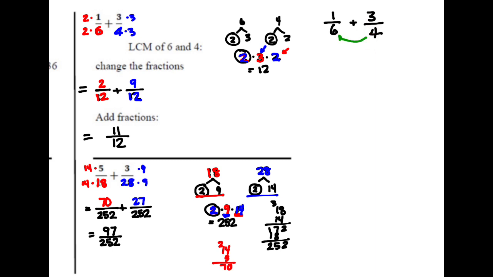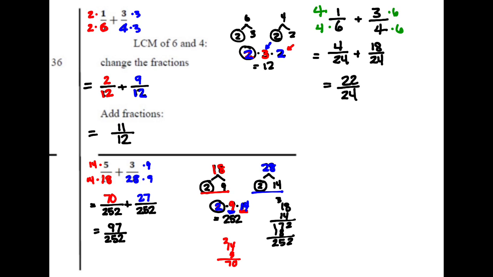I want it times 4 by 6 and 6 by 4. Okay, so times by 4 top and bottom, times by 6 top and bottom. And let's see what we get. We get 4 over 24 plus 18 over 24. Okay, they're both 24s, so we can add straight across and we get 22 over 24. 2 goes into both of those, right? So this is 2 times 11 and this is 2 times 12, and the 2's cancel. So you're left with 11 over 12, which is exactly the same thing.